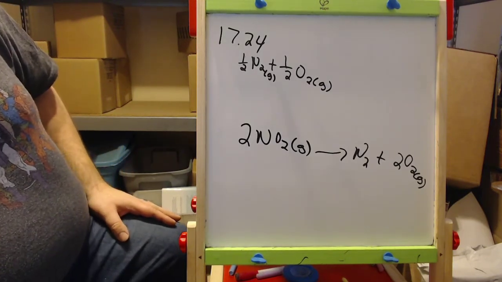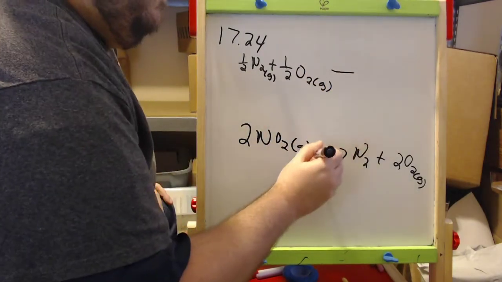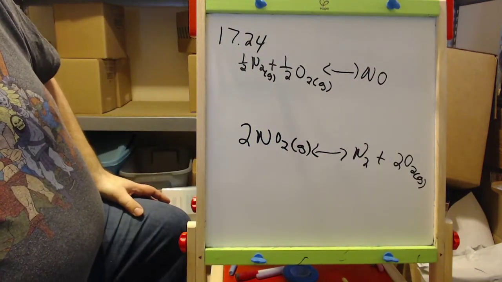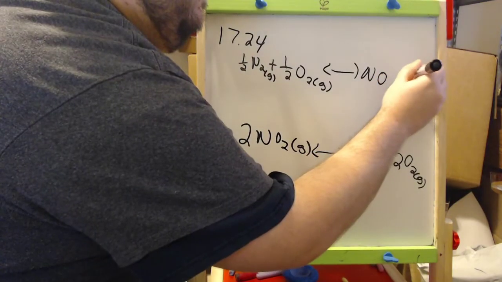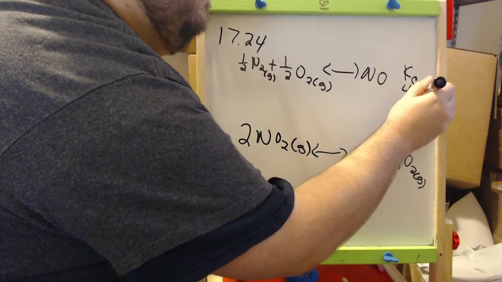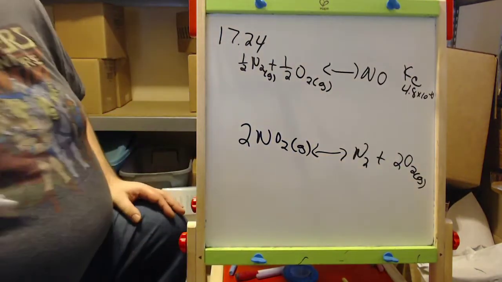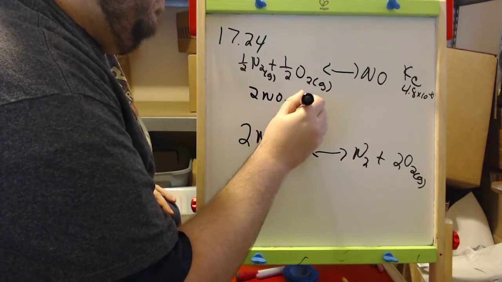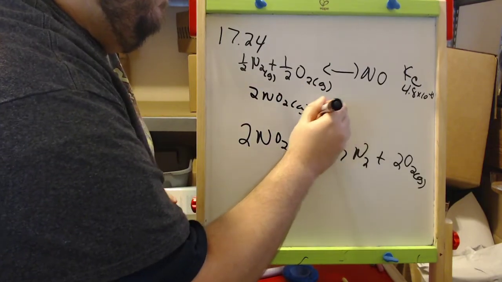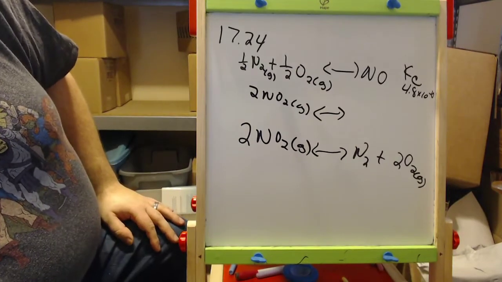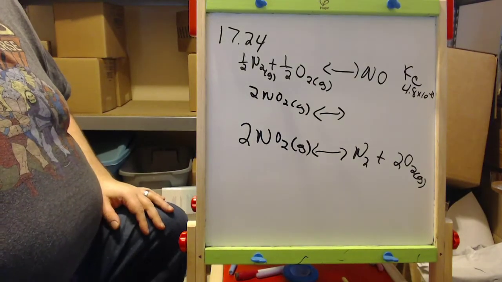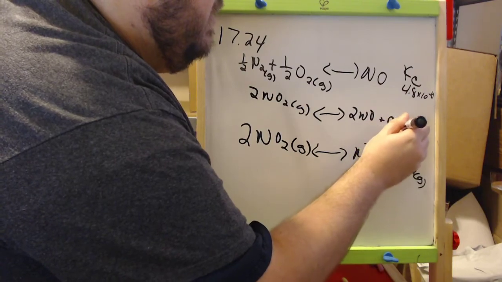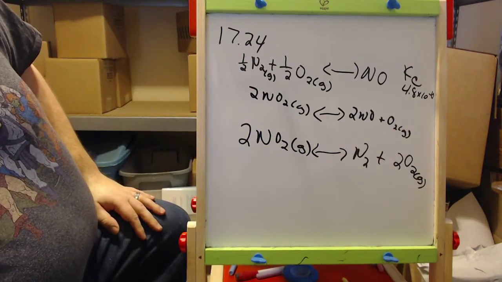The K is 4.8 times 10 to the negative 10th. And 2NO2 gas is at equilibrium with 2NO gas plus O2 gas, and the Kc is 1.1 times 10 to the minus 5th.